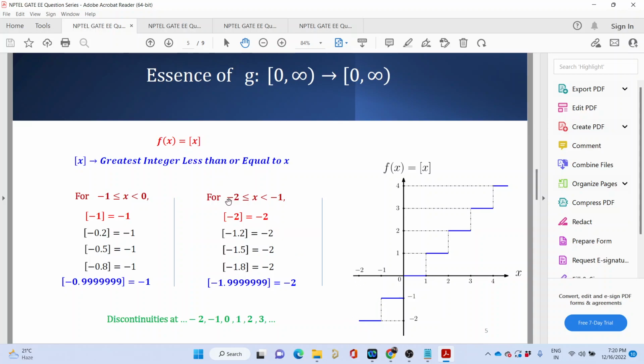I have conducted the same exercise for minus 2 to minus 1, and you can do it on your own. Say I have taken a point minus 1.2. What is the greatest integer which is less than minus 1.2? That is minus 2. Right? You agree with me on this point?